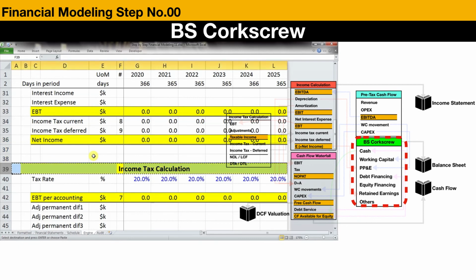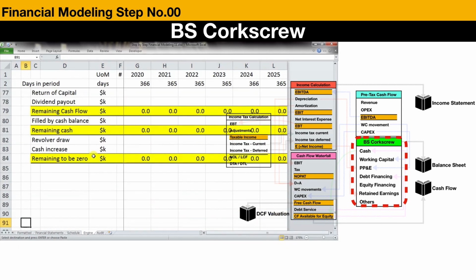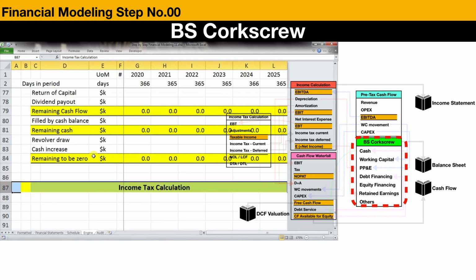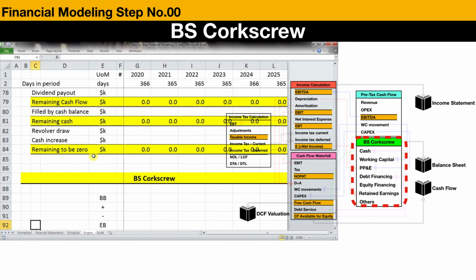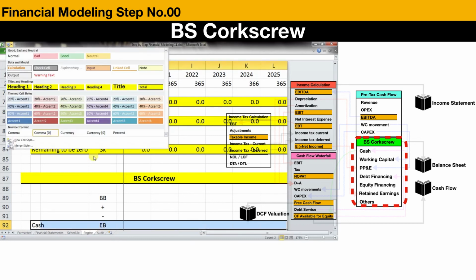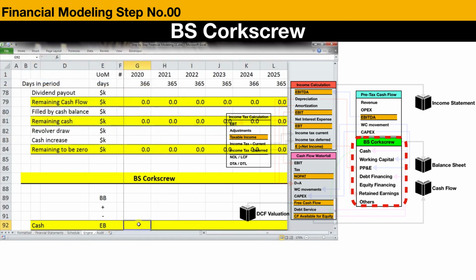BS Corkscrew calculates the beginning balance, increase, decrease, and the ending balance of all of the BS accounts. As for now, we only create cash balance and retained earnings, and add other BS accounts as they become necessary when modeling the actual transactions such as revenue, OPEX, etc. Beginning balance of the year equals the ending balance of the previous year. BB of the very first year, in this case year 2020, has to be taken from the opening balance sheet. For now we maintain the formula and link it to column F. We deal with the opening balance sheet later.